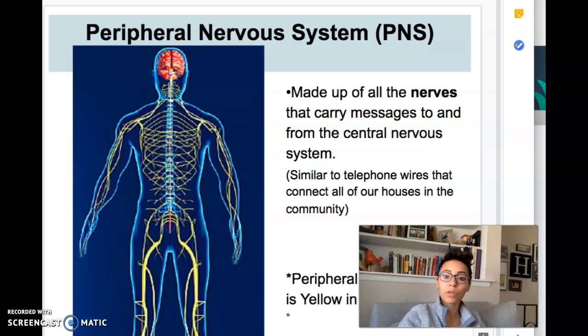And we've got the peripheral nervous system, which is all the nerves that extend from the brain and the spinal cord. So all these shown in yellow in this diagram are on the periphery of the nervous system. It's made up of all the nerves that carry messages to and from the central nervous system, right? The brain and the spinal cord, and pretty much everything branches off of the spinal cord.